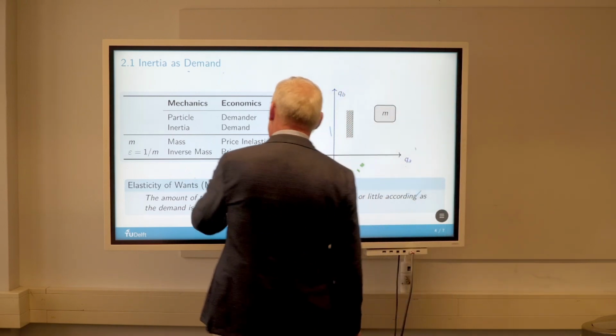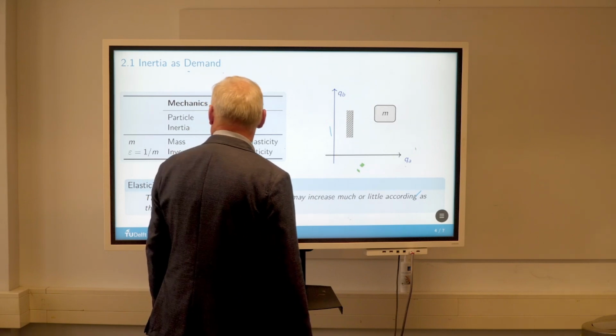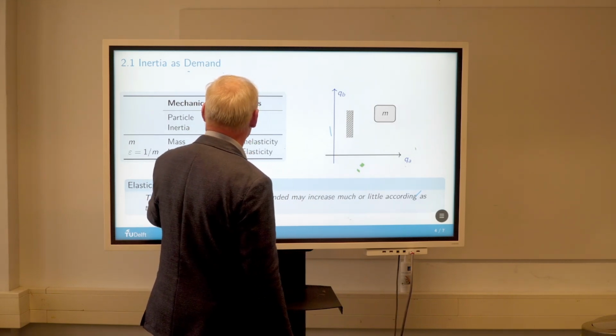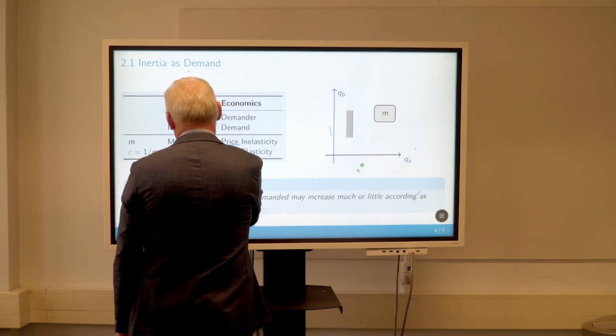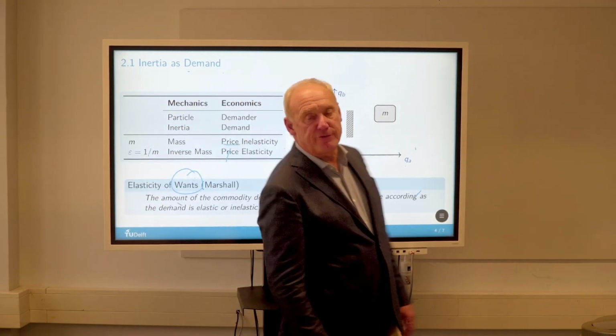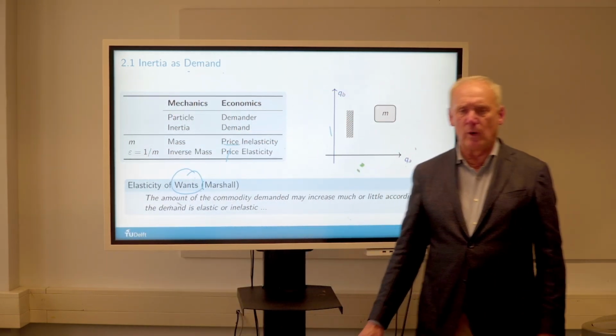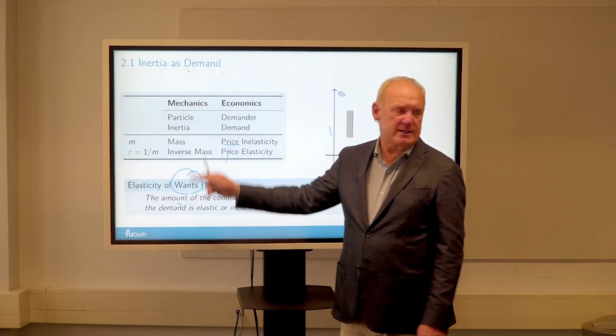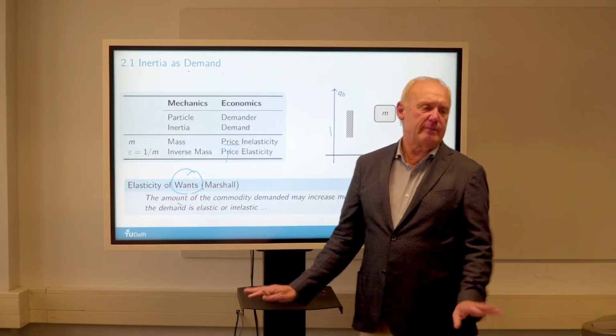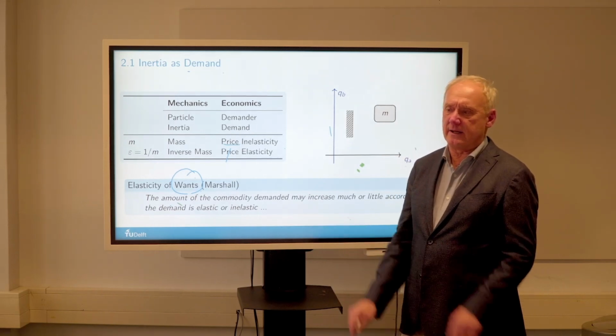Here's a quote by Marshall. He talks about the elasticity of wants. Nowadays, it's called the price elasticity, but this is, in a sense, nicer, and we'll find out why. Because a force is a want, not a price. Price is momentum. But that is a nicety.